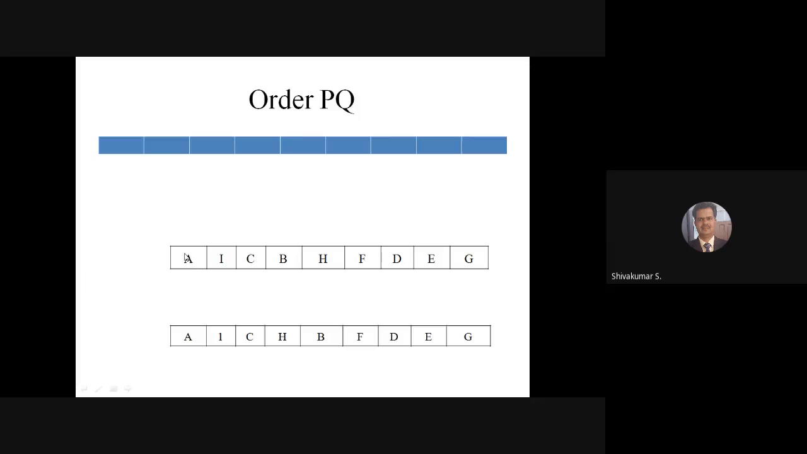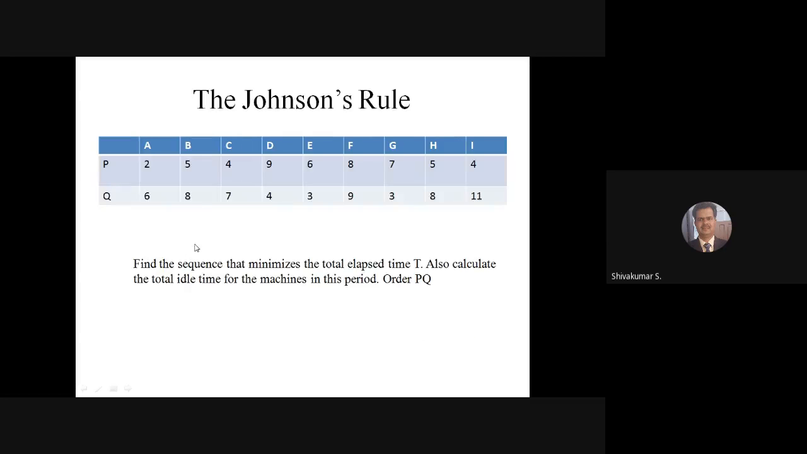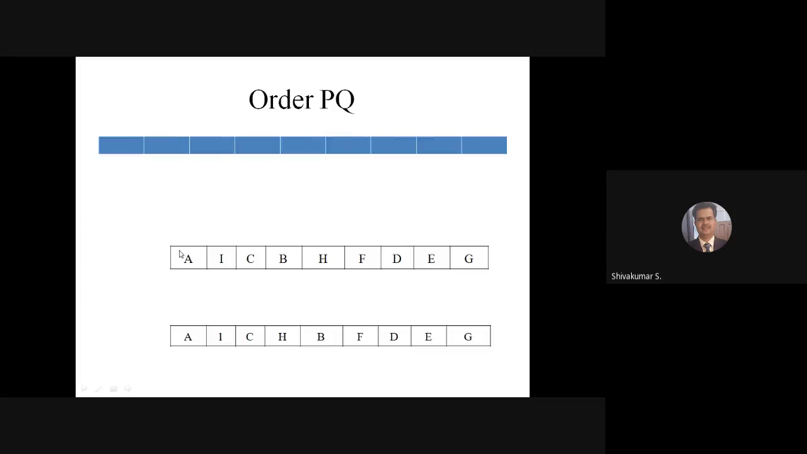Because this is the minimum processing time for P. I told you from here P, from this side Q. So A is going to be allotted here, because the processing time is 2 for P. So job A is done first.